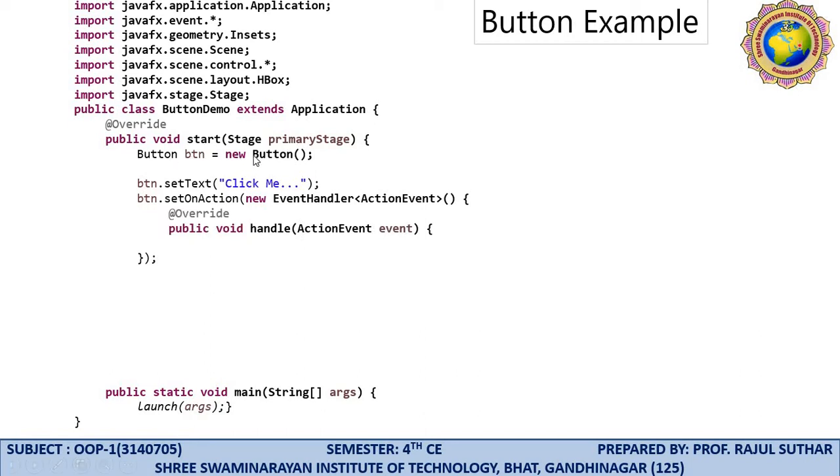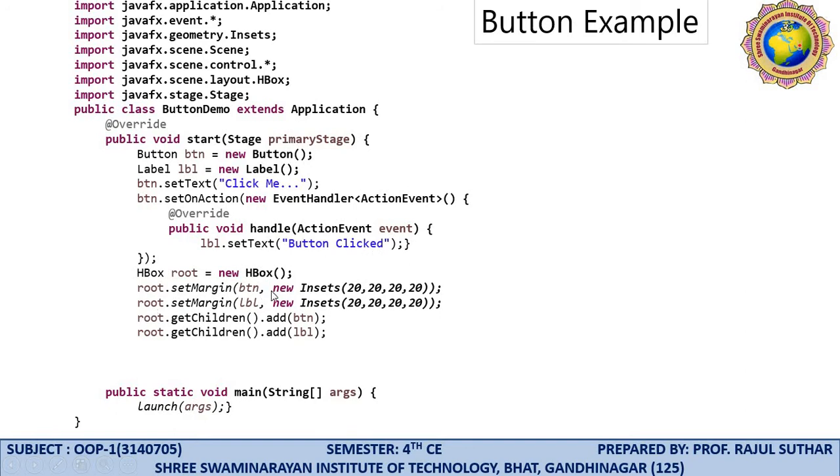Here a Button object is used. With button.setText we set the text. Some text appears on buttons, like sign in, log out, click me, close, cancel. So here click me is used. button.setOnAction, new EventHandler ActionEvent, override public void handle(ActionEvent), label.setText button click.